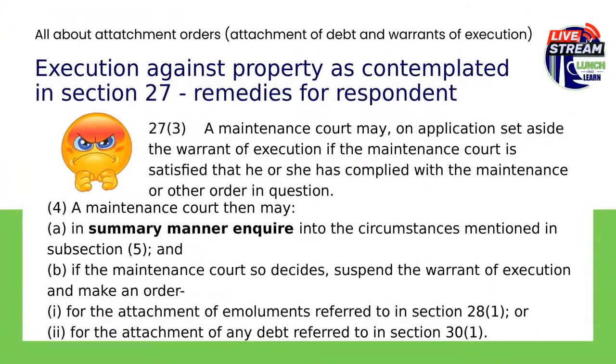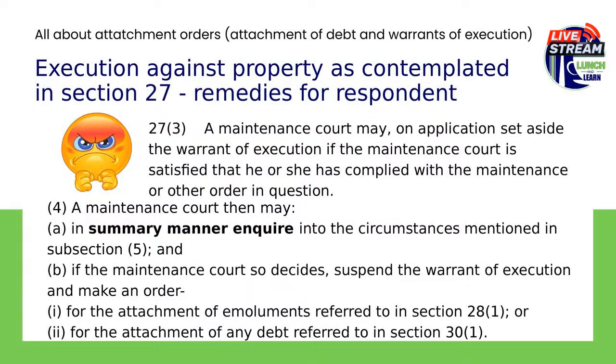So in terms of section 27.3, the maintenance court may, on application, that's obviously by the respondent, set aside the warrant of execution if the maintenance court is satisfied that he or she has complied with the maintenance order in question. Now, this is vitally important. So the only way that the respondent can come to court to say, but you know what, I want to terminate this warrant of execution, is if he has complied with the maintenance or the arrear maintenance, and he has paid the arrear maintenance amount.